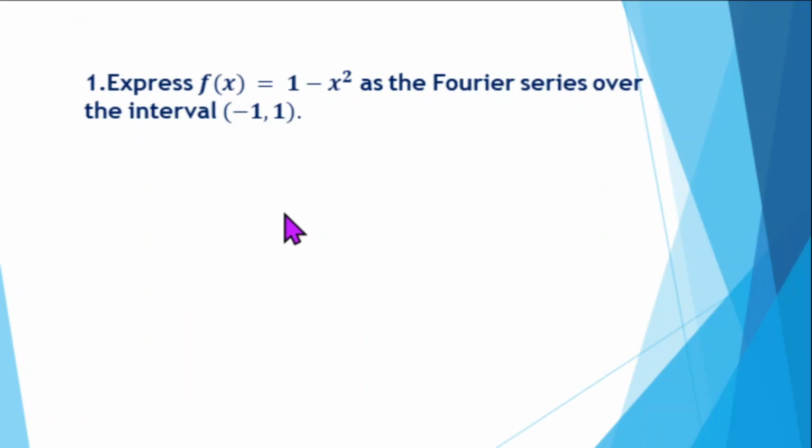So first find whether the function is even or odd. How do you check whether a function is even or odd? We take f of minus x. If you find f of minus x equal to f of x, then the function will be even. If you get f of minus x equal to minus f of x, then the function will be odd.